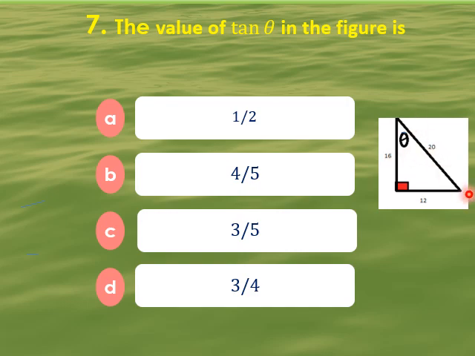So the opposite side length is 12 and the adjacent side length is 16. This is the hypotenuse. So what is tan theta? Tan theta is opposite side by adjacent side. The opposite side is 12, the adjacent side is 16, so it is 12 by 16. 12 by 16 can be simplified as 3 by 4. The correct option is D.